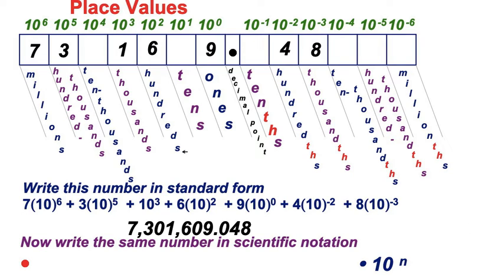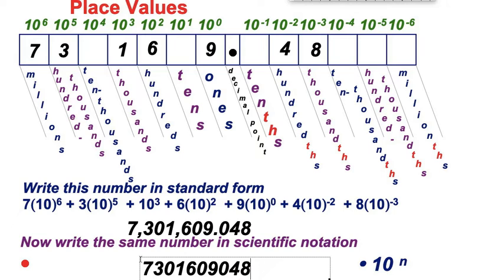So, let's write this in scientific notation. Well, let's go ahead and write that number down. I'm just going to write the digits. I'm just going to write them like this. Or do I already have them written? I forgot how I have this set up. Well, let's just write them out. So we've got 7, 3, 0, 1, 6, 0, 9, 0, 4, 8.